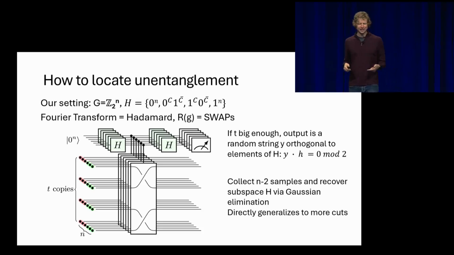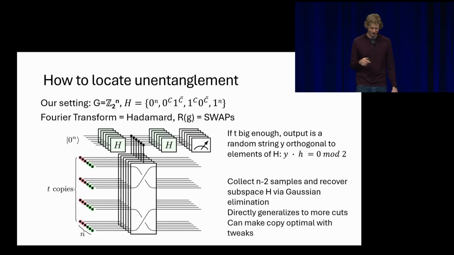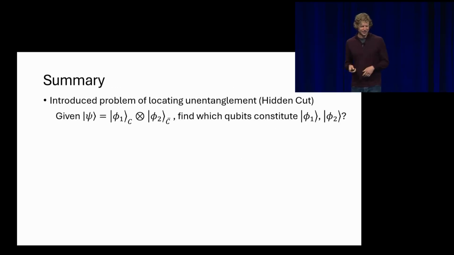From this, you can immediately see we generalize to more cuts as well. This is just because this corresponds to having a bigger subgroup. Like if you have k cuts, the subgroup is of order 2 to the k. And we can also make the circuit copy optimal by making a few tweaks that I don't have time to discuss today. OK, great. So I'm now going to wrap up.